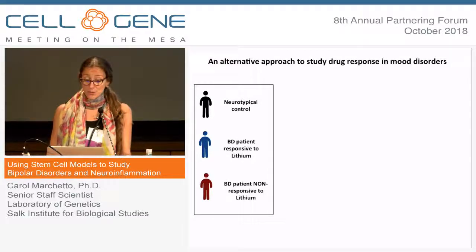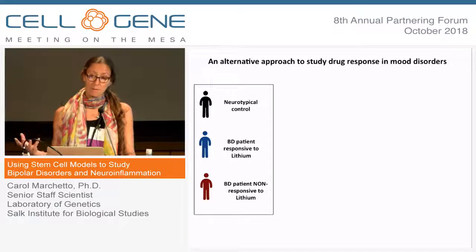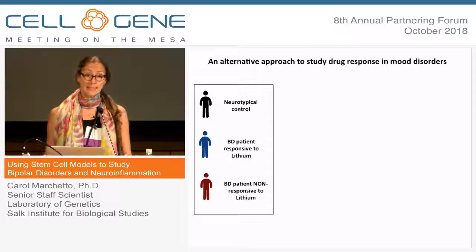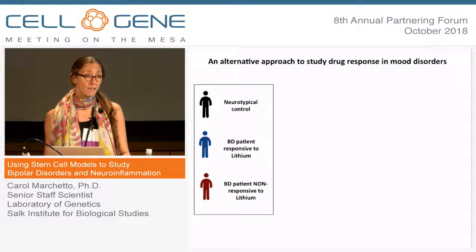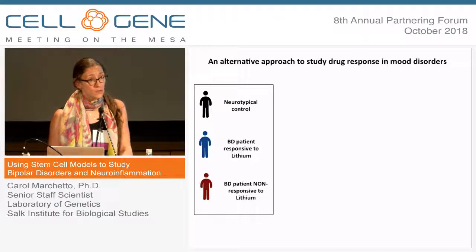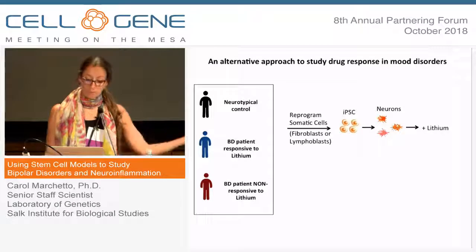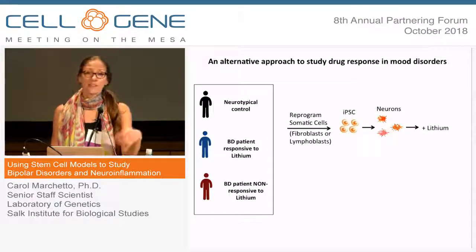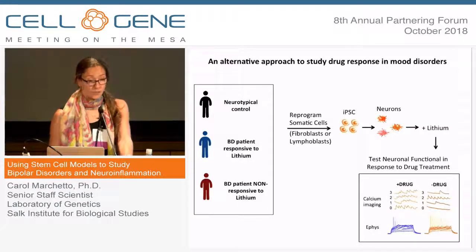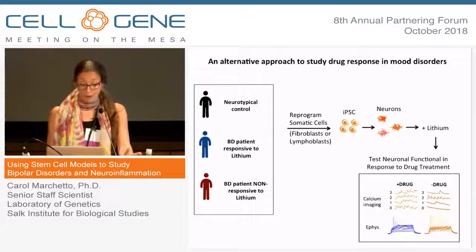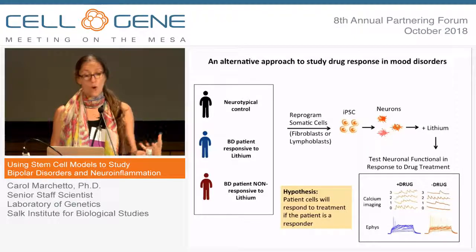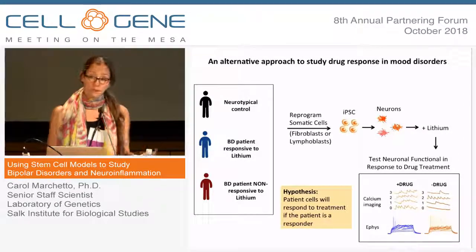So our approach was to take a cohort of bipolar patients that were either responsive to a typical drug treatment for bipolar, which is lithium, or patients that were non-responders to the lithium treatment. So we reprogrammed them into iPS cells and then into neurons or astrocytes, treated them with lithium, and tested the neuronal function in response to the drug treatment. And our hypothesis was that patient neurons will respond to the treatment if the patient is a responder.